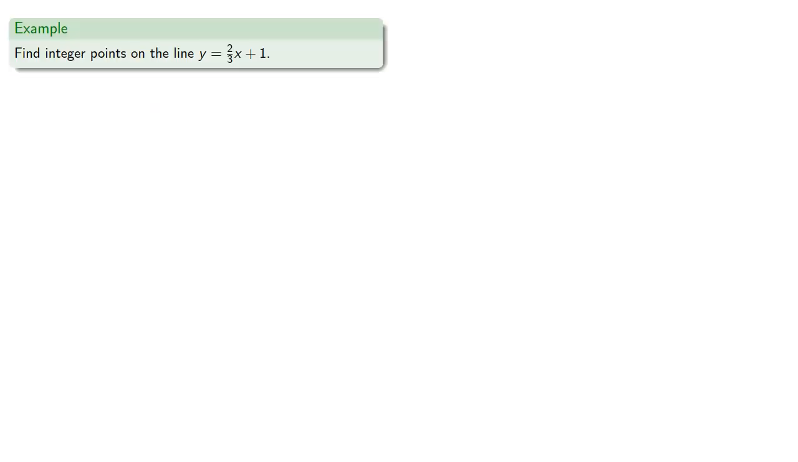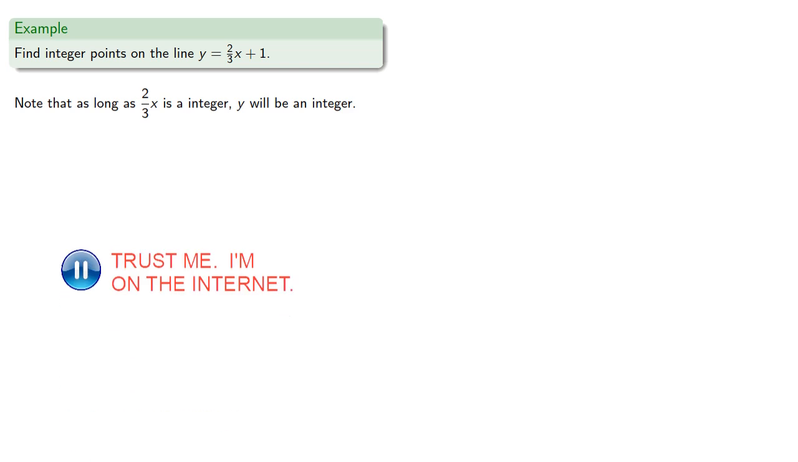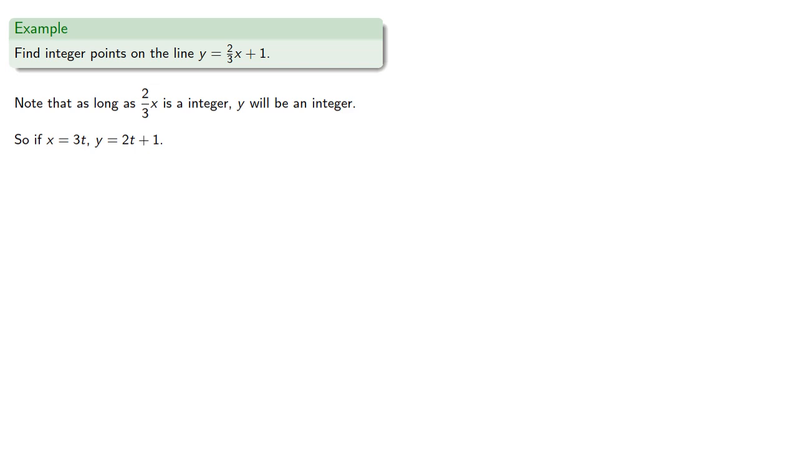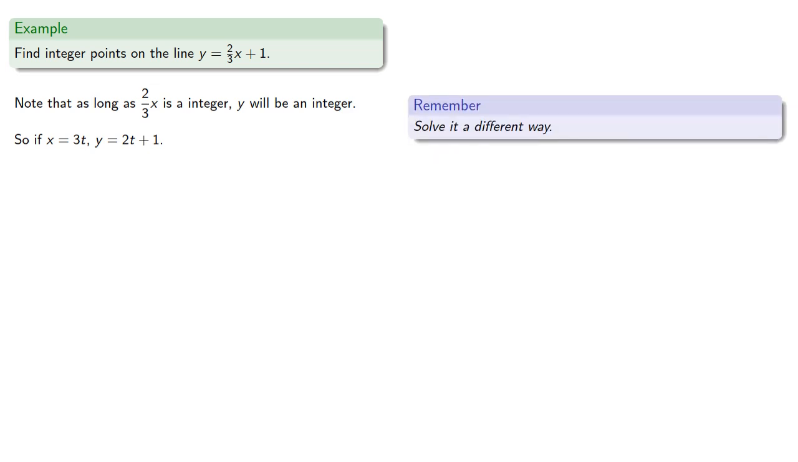For example, we may want to find the integer points on the line. Note that as long as 2/3 x is an integer, y will also be an integer. And so if x is a multiple of 3, y will be. But remember, to get insight into mathematics, solve it in a different way.